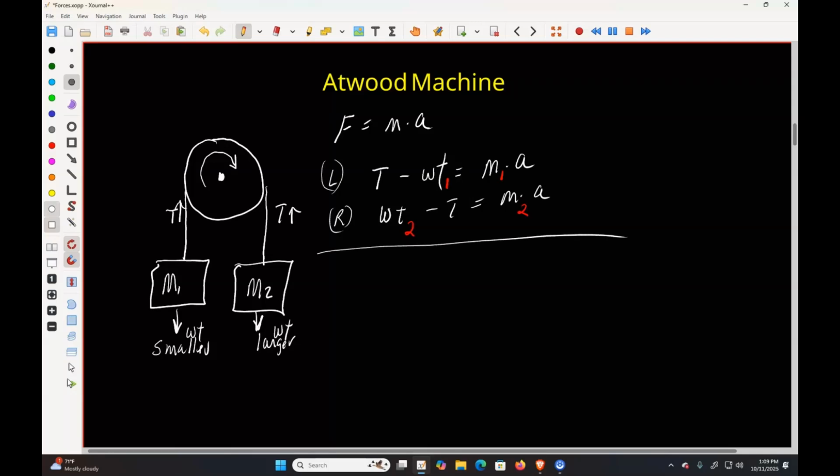So let's add these two together. If I add these two together, you'll notice that I have a positive tension that cancels with the negative tension. So this gives us the weight of object 2 minus the weight of object 1 is equal to the mass of the first object plus the mass of the second object times acceleration.